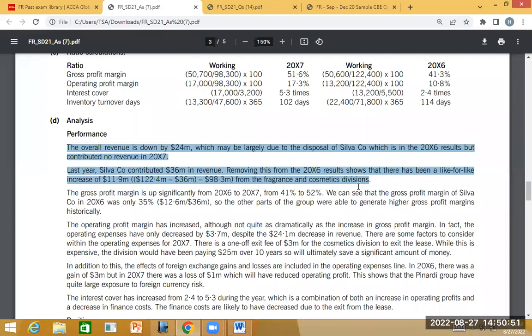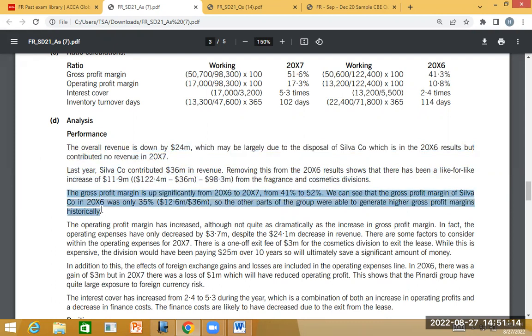So I don't think producing this amount of answer in the examination is that difficult. And you can just check the size of the answer. You don't need to write a full page to justify why revenue has increased or decreased. For the operating gross profit, they have just written these three lines. The gross profit is up significantly from 2006 to 2007, from 41 to 52%. We can see that the gross profit margin of Silva company in 2006 was only 35%. So the other parts of the group were able to generate higher gross profit margins historically. That's it. I don't think it's difficult.